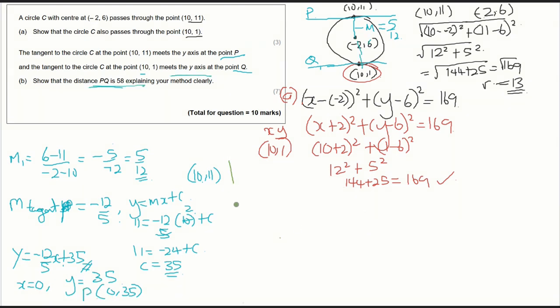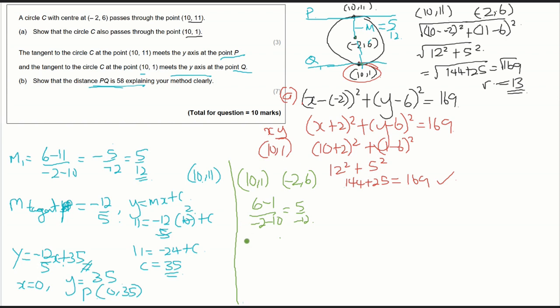Okay, now let's find the equation of the second line. We have another line cutting the y-axis at Q, so we have to find the equation of that. Before that, we have to find the gradient from the center, which is the radius, from the center minus 2, 6 to 10, 1. So y2 minus y1, 6 minus 1 over negative 2 minus 10. So that is 5 over minus 12.